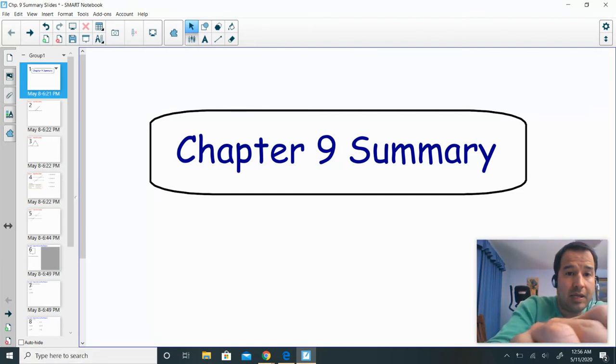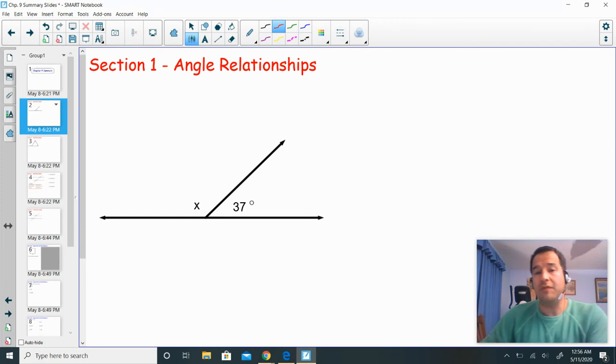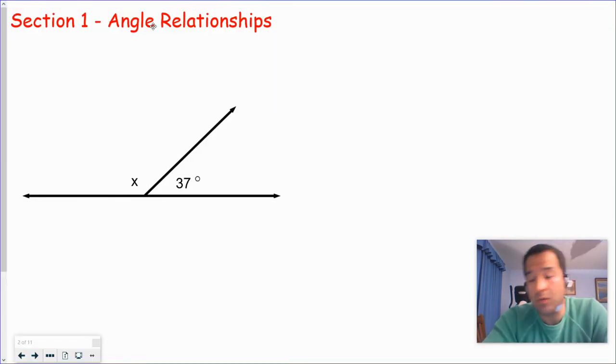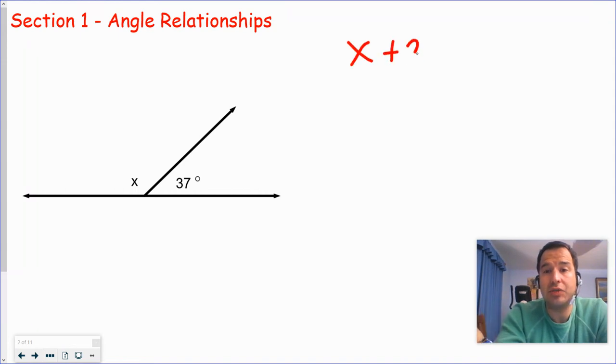I need my pen here, and let's go with red. We're going to review a lot of the concepts of the entire chapter that we've gone over. Now, one of them is angle relationships. You look at this situation right here, and you should already know a couple things. First of all, what do we call these two angles? Well, they are adjacent, but the key thing is that they are supplementary, and supplementary means they add up to 180. So therefore, I should know that x plus 37 equals 180.